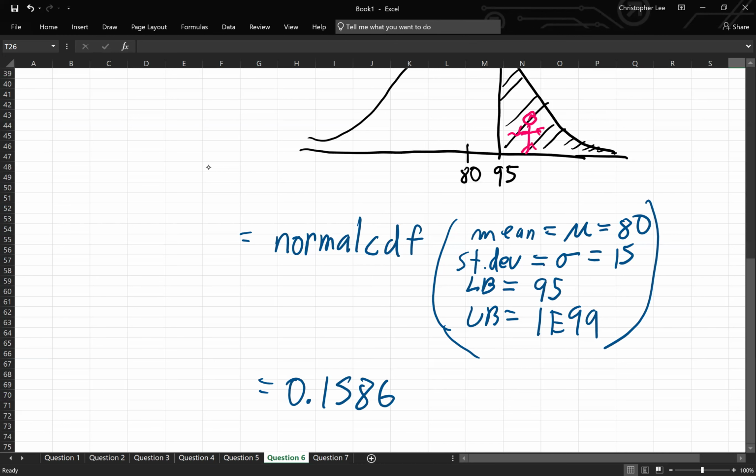What's the answer? 0.15865526. That's perfect. That's full credit right there.